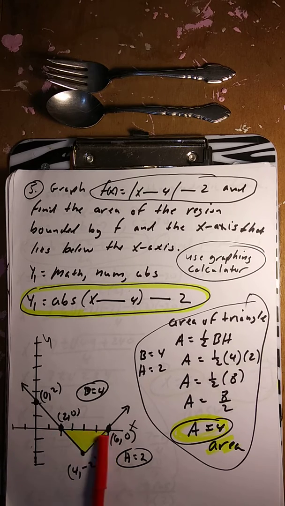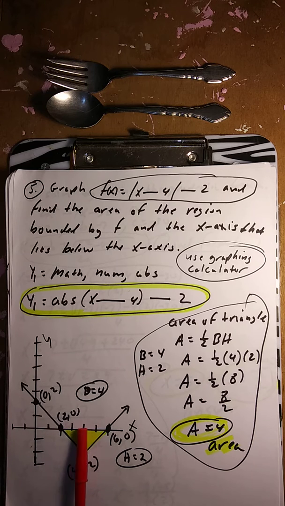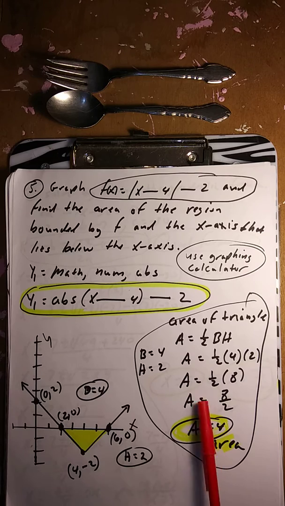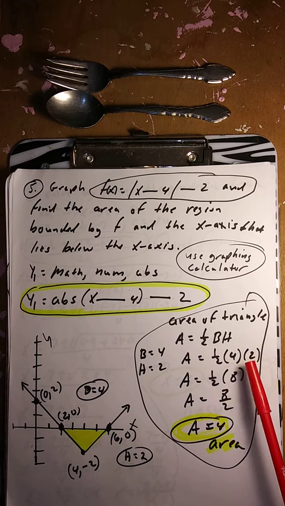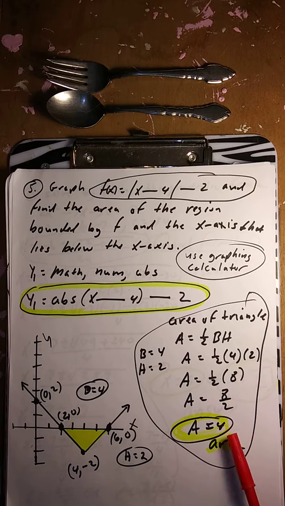So now the distance from here to here is 1, 2, 3, 4 spaces. And from here to here is 2 spaces. So the area of this region, 1/2 base times height, 1/2 times 4 times 2, that's 8. 8 over 2 is 4. So the area of this is what? 4.